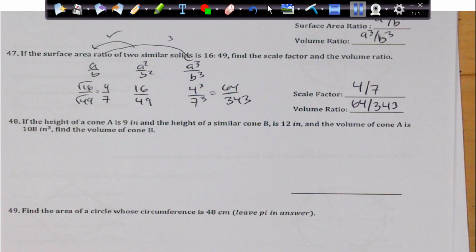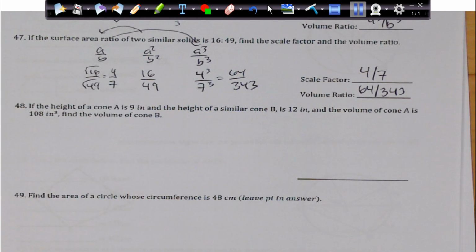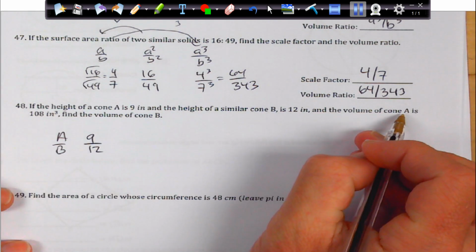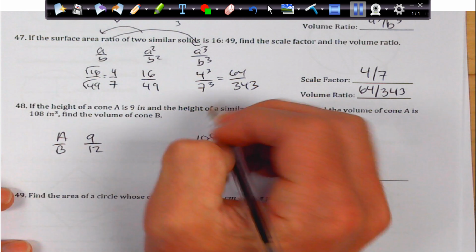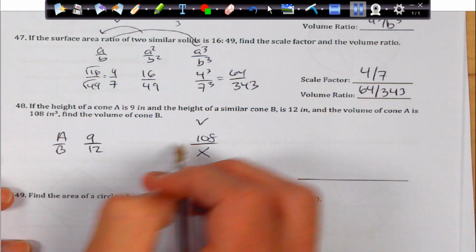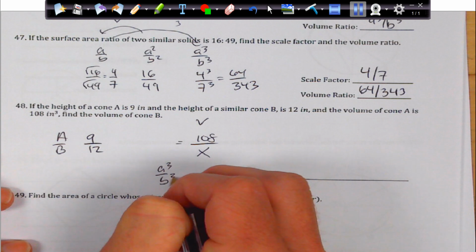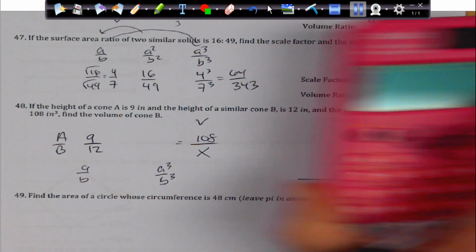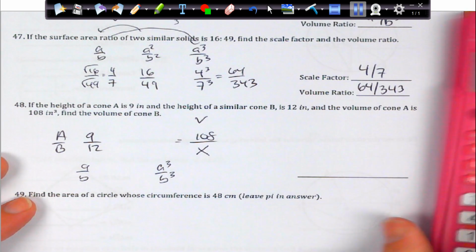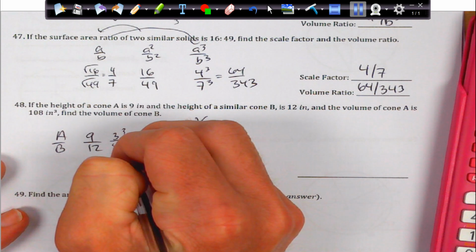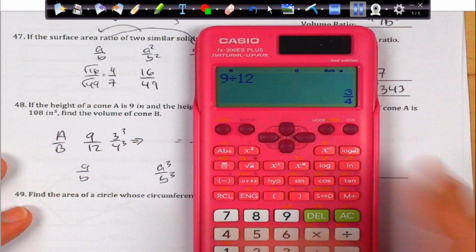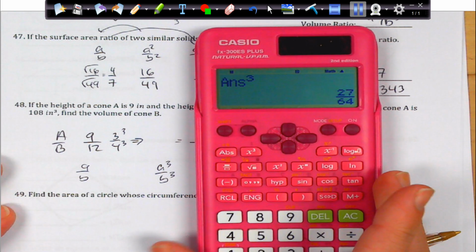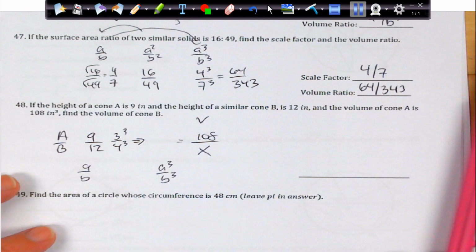There we go. All right, the height of cone A is 9, and the similar height is 12, so I have A to B. So I have 9 to 12. And the volume of cone A is 108, so that's the volume. What's B? We need to get a volume ratio over here. Right now we're given an A to B ratio, so I have to cube these. 9 over 12, fortunately, reduces to 3 over 4. So I can take 3 over 4 and cube it, and I get 27 over 64. That's 3 times 3 times 3 on top, 4 times 4 times 4 on the bottom.